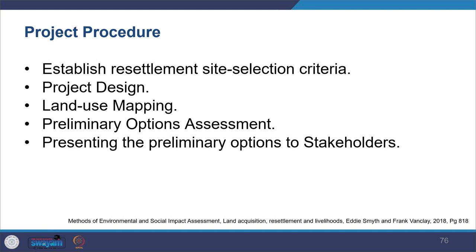Then you also need to look at the project design. You need to look at the life of the project and then look at the land acquisition requirement, and then ensure that environmental buffers are correctly identified and implemented in the project. Then you also need to do land use mapping, primary options assessment. So what kind of radius you're going to take, what kind of data sources you're going to use, like satellite, aerial imagery, what kind of maps you're going to prepare. All those maps have to be prepared in your RAP. So the project can identify all site options which are there for different users.